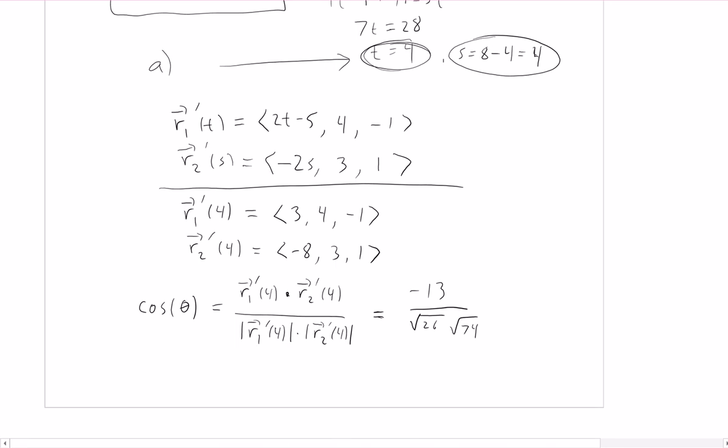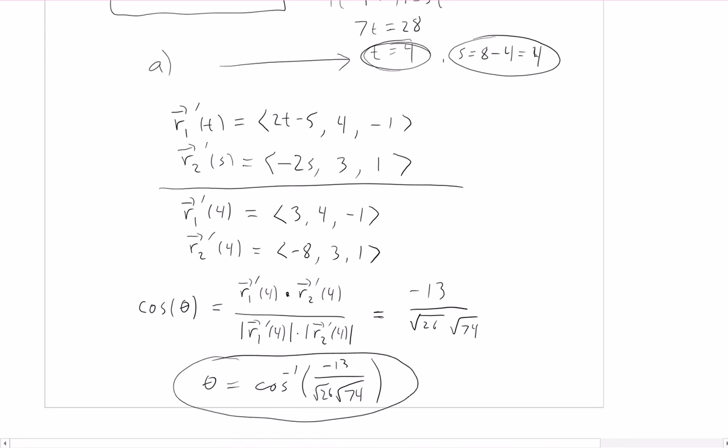Unfortunately this isn't one of those nice numbers where we know what the angle is going to be. So we can't really say much other than the angle is the arc cosine of this ugly number that we just got. We just sort of have to be happy with this. It's not going to get any simpler looking. So this is our answer. This is the angle between the tangent vectors, which is defined to be the angle between the curves themselves.